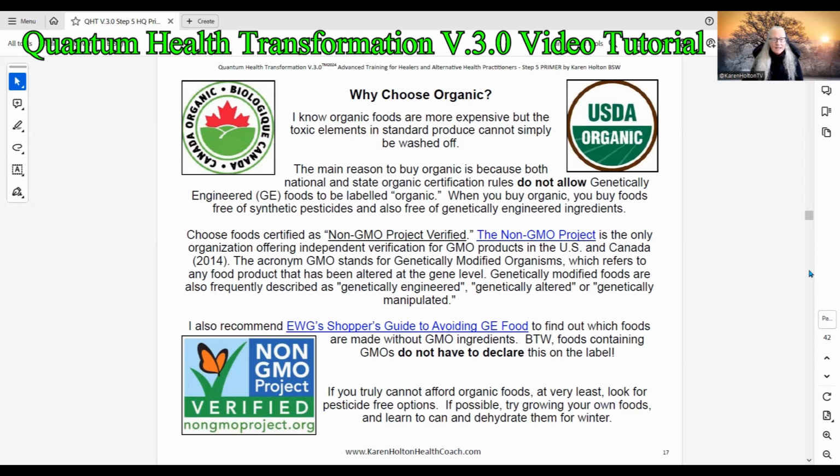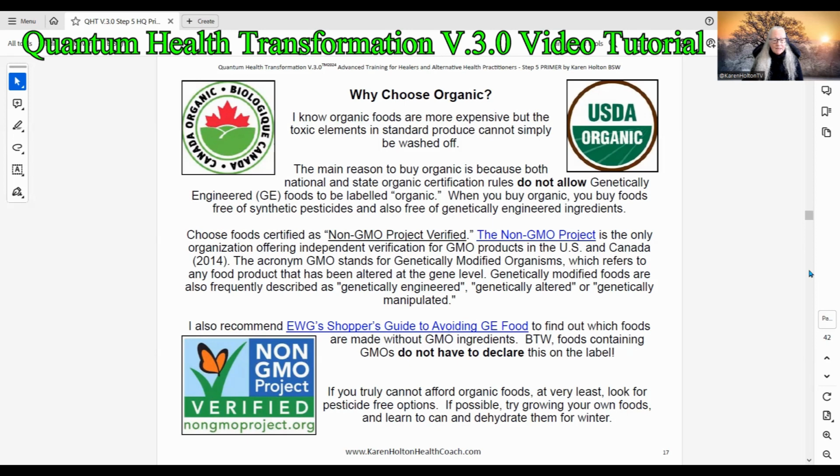Choose foods certified as Non-GMO Project Verified, and the link is here in the PDF. The Non-GMO Project is the only organization offering independent verification for GMO products in the US and Canada as of 2014. The acronym GMO stands for Genetically Modified Organisms, which refers to any food product that has been altered at the gene or genetic level. Genetically modified foods are also frequently described as genetically engineered, genetically altered, or genetically manipulated.